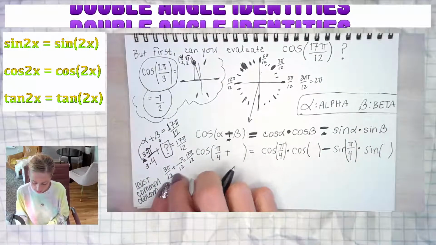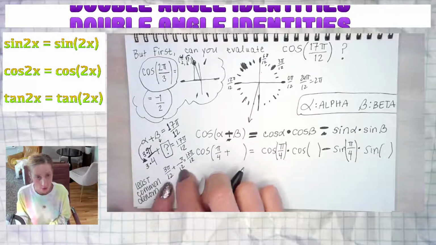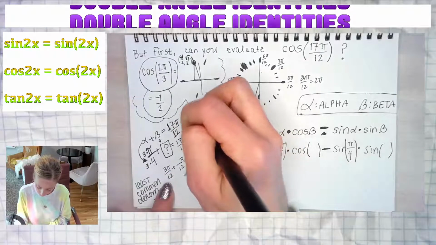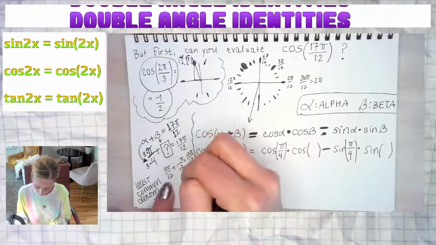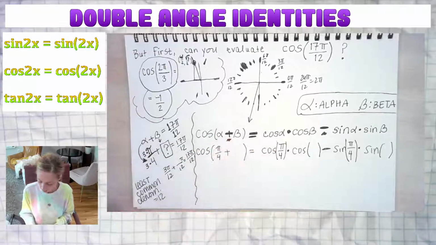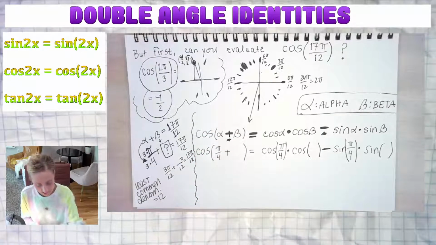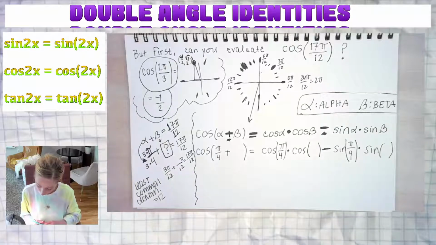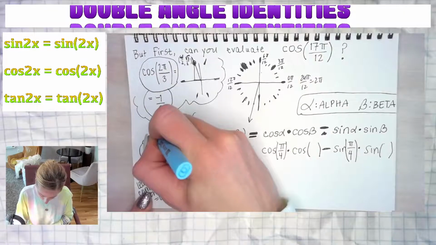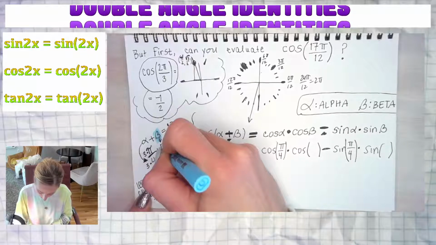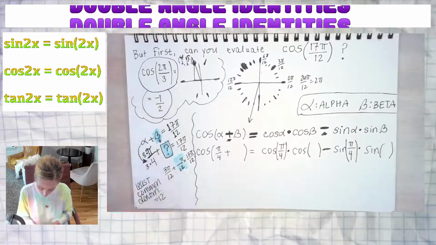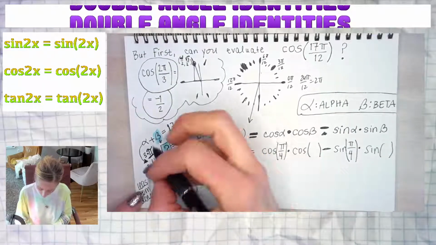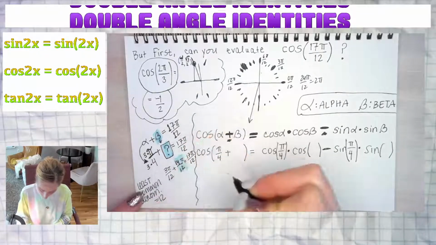So what do I need to add? 3 pi over 12 plus what is equal to 17 pi over 12? What's my mystery little spot going to be? 14 pi over 12. Excellent. 14 pi over 12. So beta, big mystery beta, as long as I made that one a pi over 4, is going to be 14 pi over 12.